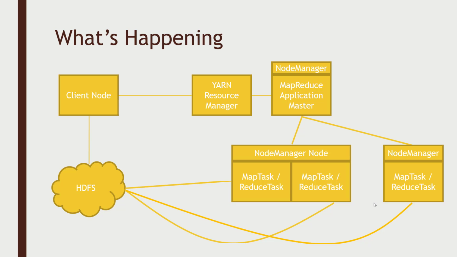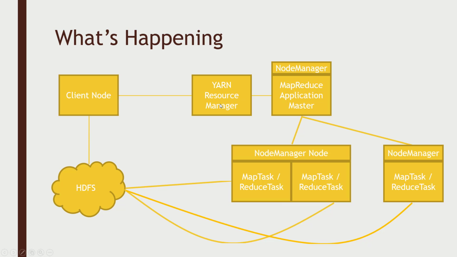So what's the anatomy of a MapReduce job? You kick off your job from a client node. Some terminal prompt somewhere that you have open is kicking off this MapReduce job on a PC on your cluster, right? And the first thing that happens is that it goes and talks to the YARN resource manager.